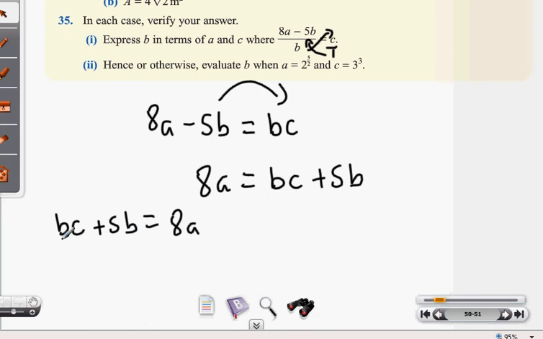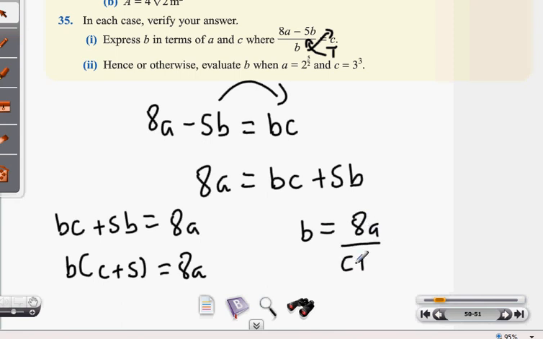Now, we still have two B's, so we're still not at the bottom of that stage. We're only at the bottom of that stage when we get one B. So we're going to get B into C plus 5 equals 8A. The next thing we're asked to do is, the B is being multiplied by C plus 5, therefore, to get B on its own, we divide 8A by C plus 5.